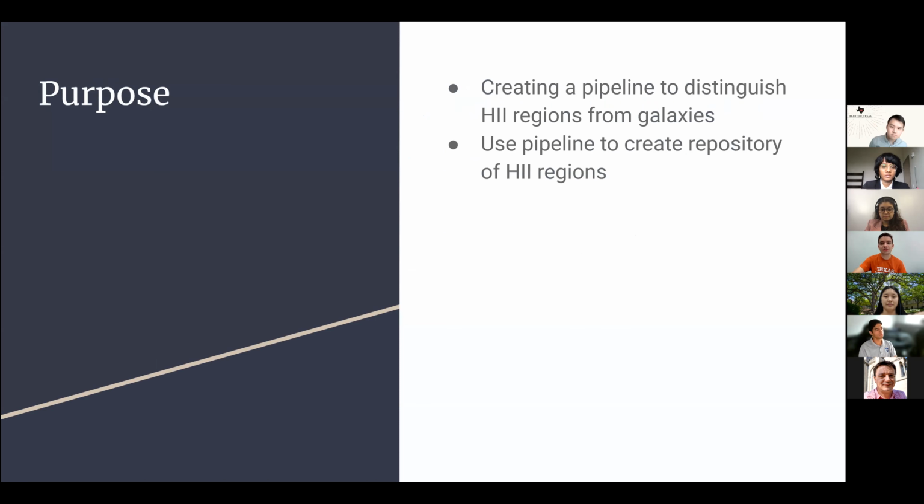So the purpose of the project is to create a pipeline and a repository of H2 regions. There is a problem right now distinguishing between these H2 regions, which I'll explain in a minute, versus nearby galaxies, which is quite nuanced to distinguish between the two. There are statistical methods, however, it's a bit more involved.